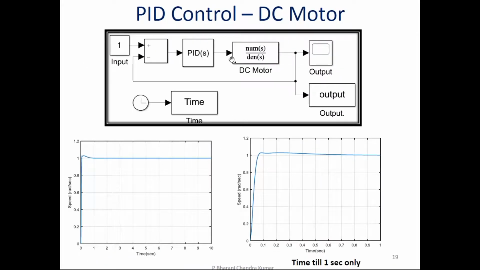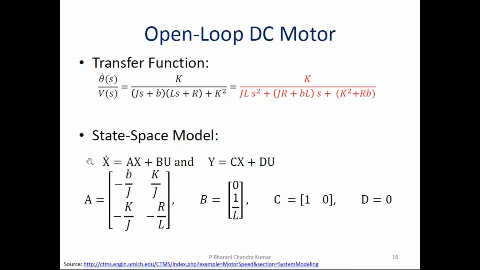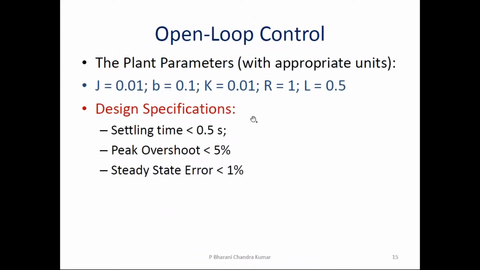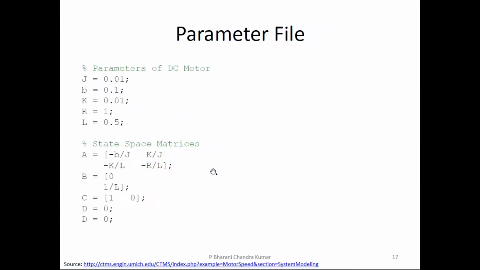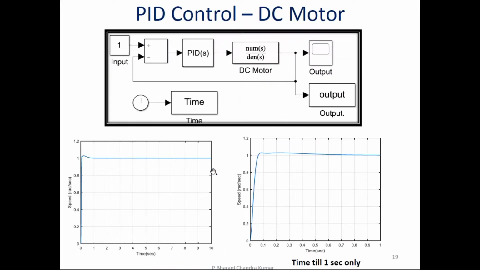And this is the PID controller. When I designed this PID controller, you can see that all my desired specifications have been achieved. You can see it is much less than 0.5 seconds. The desired specification is: settling time less than 0.5, peak overshoot less than 5, and steady state error less than 1. That's what you can see here. The overshoot is pretty much less than 5, and it has settled very fast.